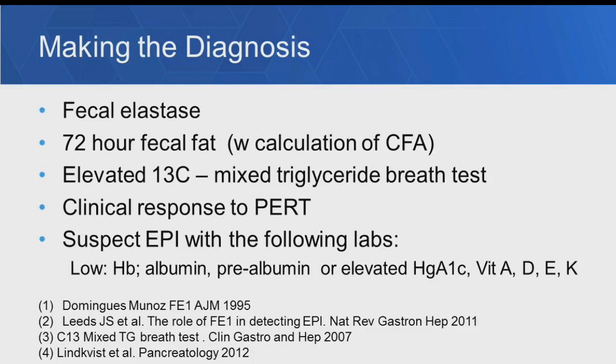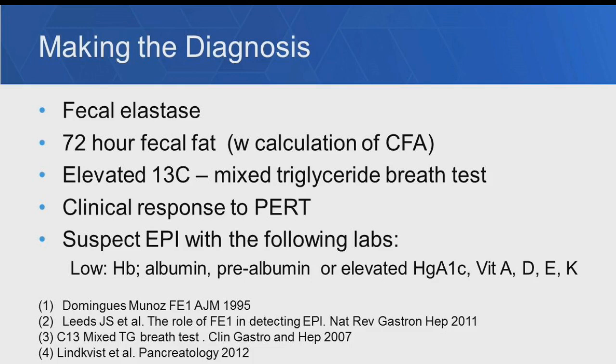Some of the testing that we can do is fecal elastase, for example, a monoclonal antibody test where we measure the elastase of the pancreas in the stool, non-invasive, very good. The sensitivity is a little bit low, as well as the specificity, particularly early in the disease. But overall, it's a very good non-invasive test. 72-hour fecal fat collection. I think this is something that we rarely do. I would say that I have done it on clinical studies only.